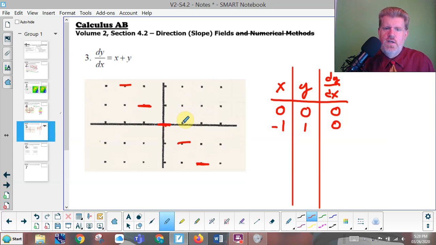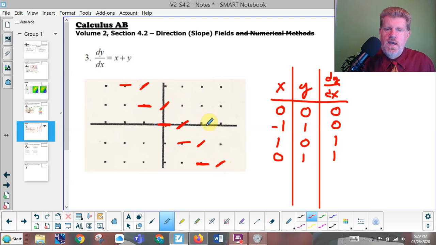So let's pick this point here. This point here is 1, 0. So if I pick 1, 0, the slope, 1 plus 0, is 1. So this has a slope of 1. So will this work here? Well, this point here is 0, 1. Well, guess what? 0 plus 1 is 1. This has a slope of 1. So along this diagonal, these all have slopes of 1.